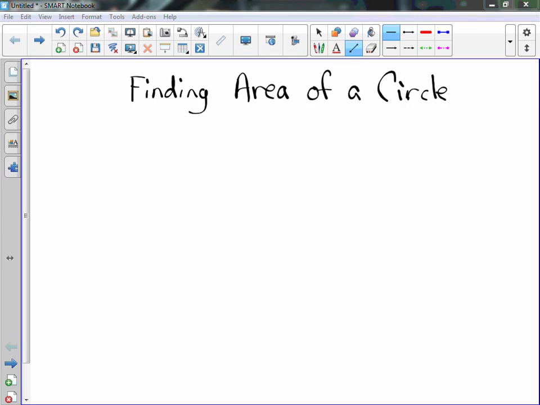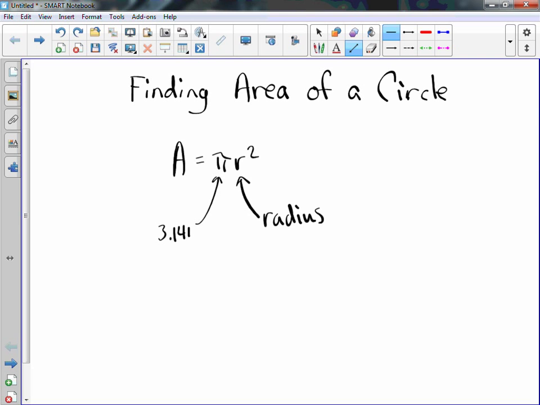Okay. So first, let's write the formula down. Area for a circle is pi r squared. So let's just dive right in and try one out. That r stands for the radius, and then pi is that irrational number that keeps going on, 3.14159, yada yada yada.